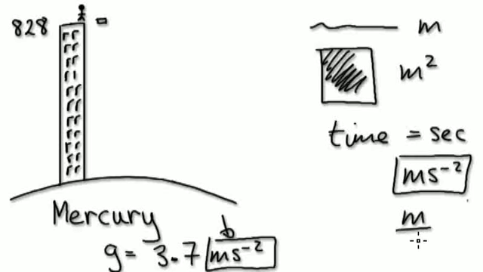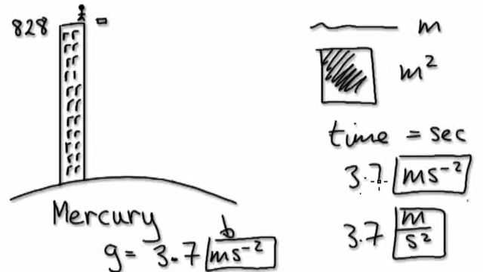Or sometimes they would write it like this. Okay, so you would see this: 3.7 meters per second squared, or 3.7 meters per second squared. Don't worry about this too much. It's just a unit of what's called acceleration. Well, anyway, gravity is 3.7 on Mercury. So we are going to drop a brick from the top of the Burj Dubai, which happens to be on Mercury. How long will it take for the brick to hit the ground?